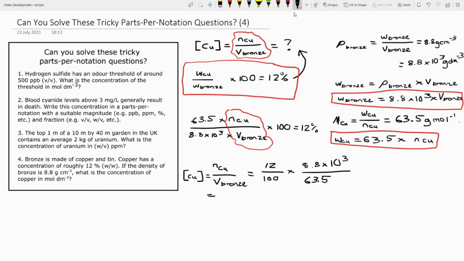So now we can use our calculator to find out what this is. 12 divided by 100 times 8.8 times 10 to the 3, divided by 63.5, which means our concentration, rounded to two significant figures, is 17 mole per decimeter cubed. And that answers our question.